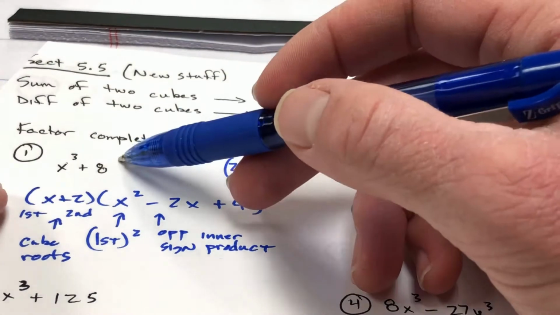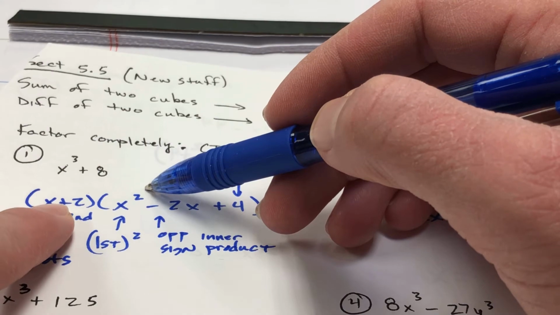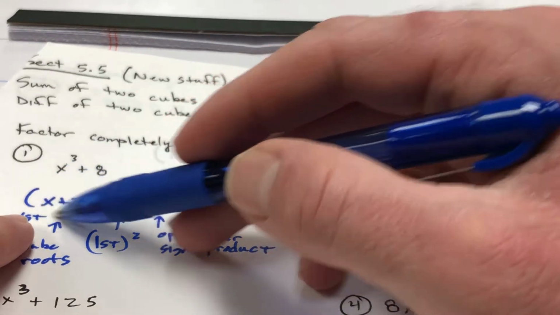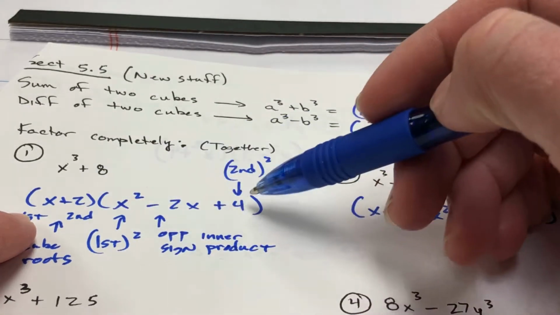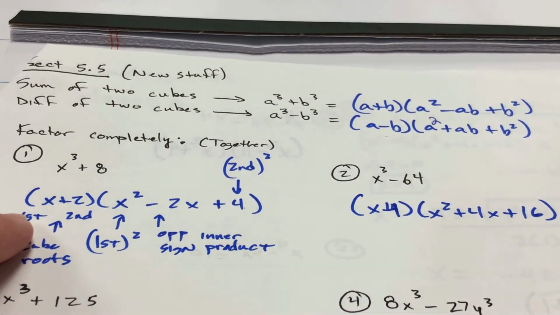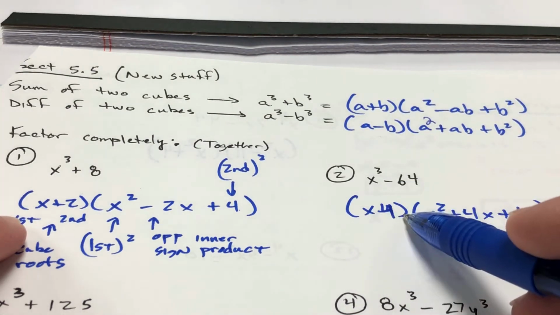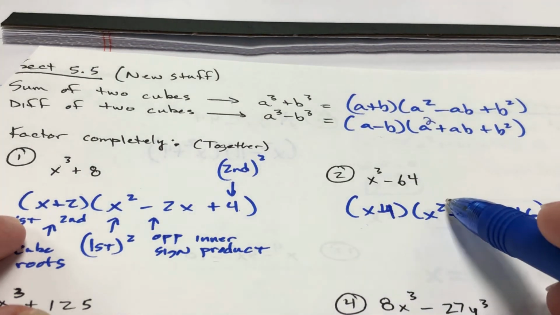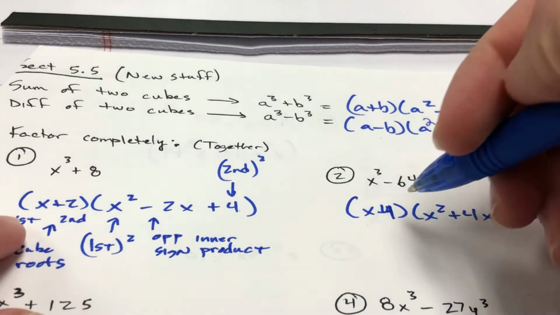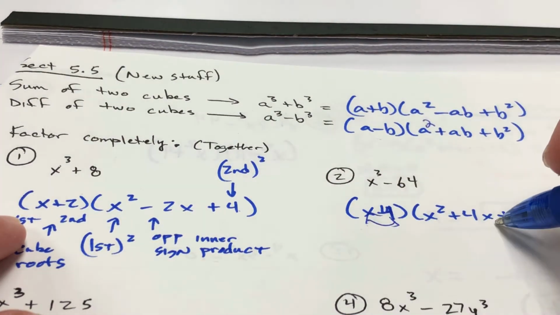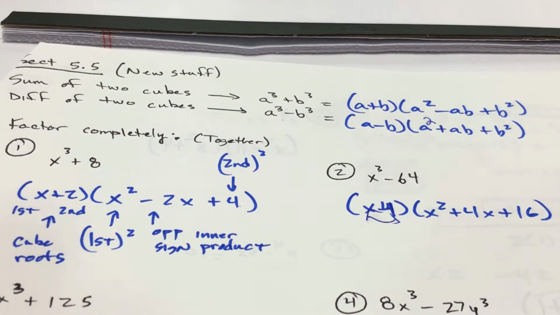I take the cube root of both, x plus 2. Take that first term and square it. That's a plus, so this has got to be a minus. The inner product, 2 times x. Then I take 2 and I square it. Number 2, I take the cube root of both, x minus 4. I take this first term x and I square it. If that's a minus, this has got to be a plus. The inner product, x times 4, would be 4x. Then I'm going to take negative 4 and square it, plus 16.